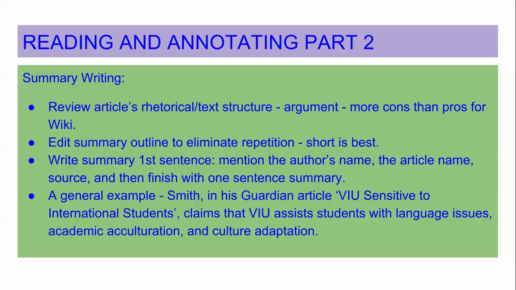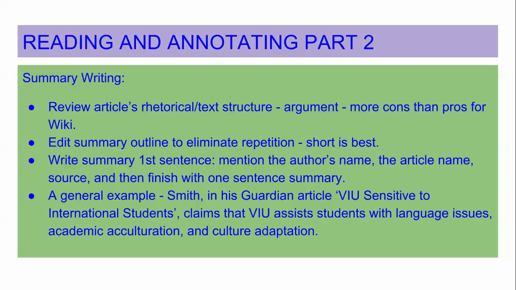But before we start writing, we're going to have to write the summary's first sentence. In summary writing, there's a rule where in the first line of the summary you mention the author's name, the article's name, perhaps the source, but also you have to finish that sentence with a one-sentence summary of the article. This will really tell you whether you got the big picture or not. And I think you've already got the big picture that there are more cons than pros for Wiki. But we have to try and put everything we've discovered in the end part of this sentence.